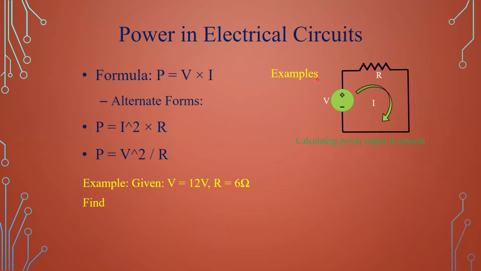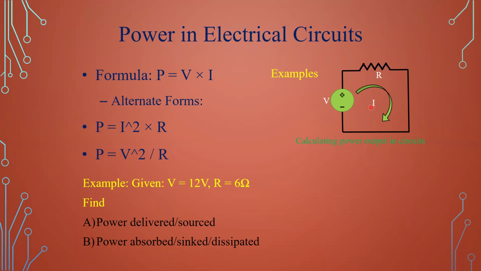So here you see that an example is given. You have the voltage source, resistance R, closed loop, and the current is flowing. Now, voltage is 12 volt, resistance R is 6 ohm. You are asked to find A, power delivered or sourced, and B, power absorbed, sinked, or dissipated.